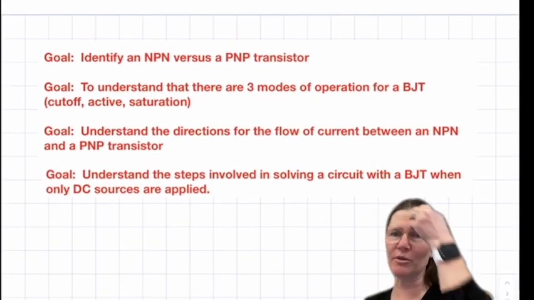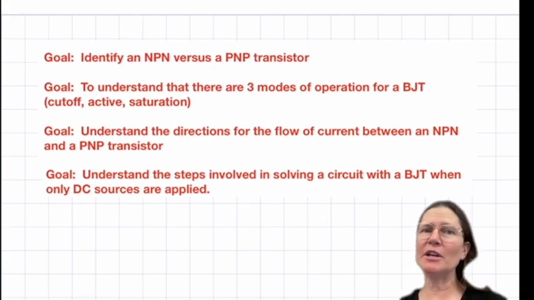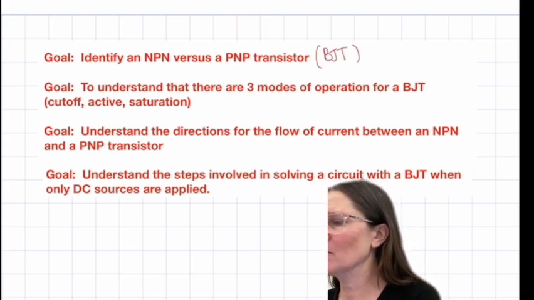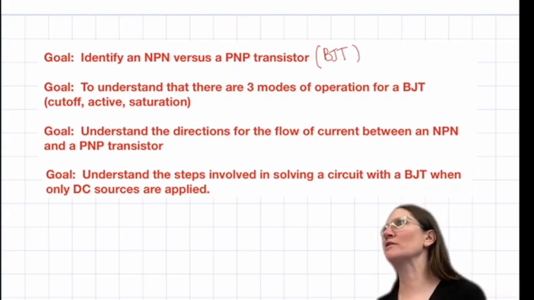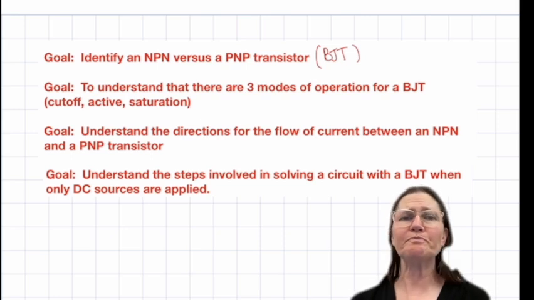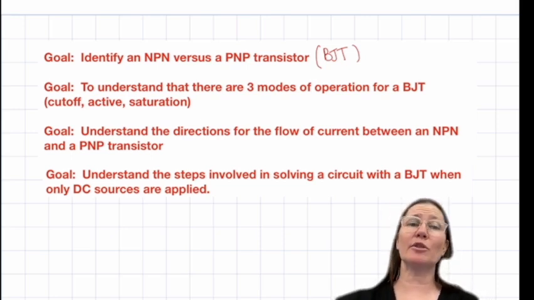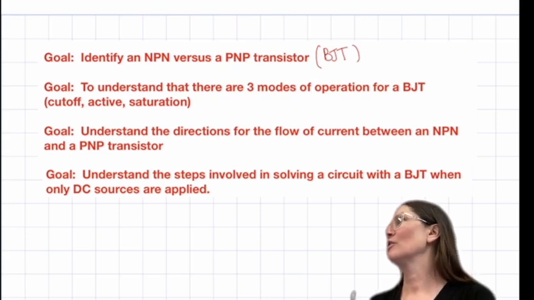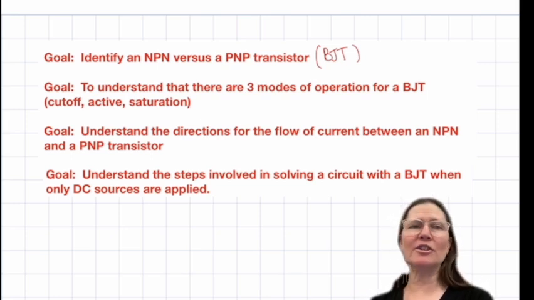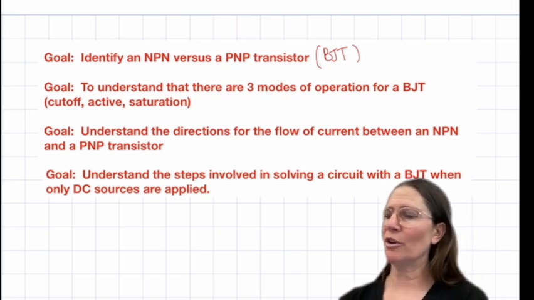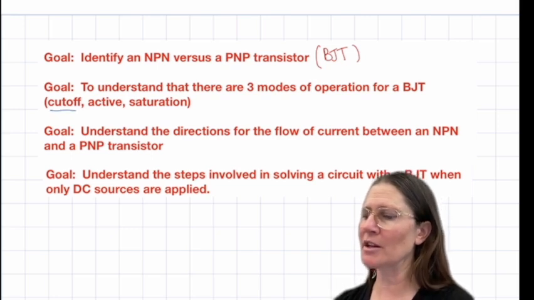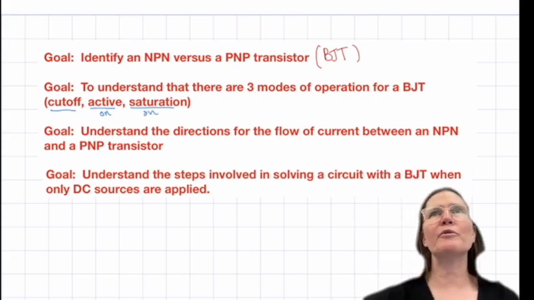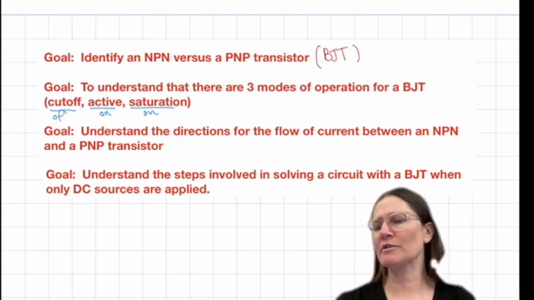Today our goals are going to be to identify an NPN versus a PNP. These are BJT transistors. There are two types of transistors, a BJT transistor and a MOSFET transistor. The goal is to understand that there are three modes of operation for this type of device. You have an off stage, which is cut off, and then on is going to be either in active mode or in saturated mode. So for being on, you actually have two conditions.